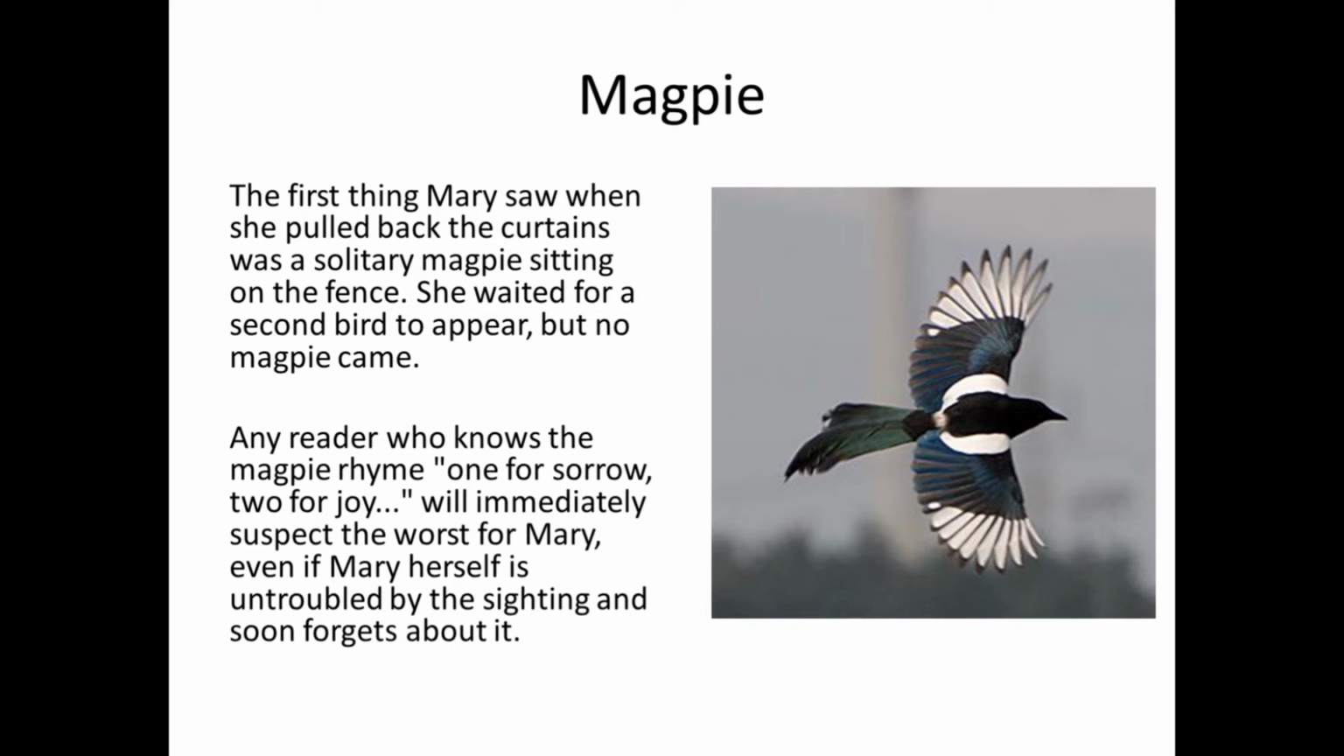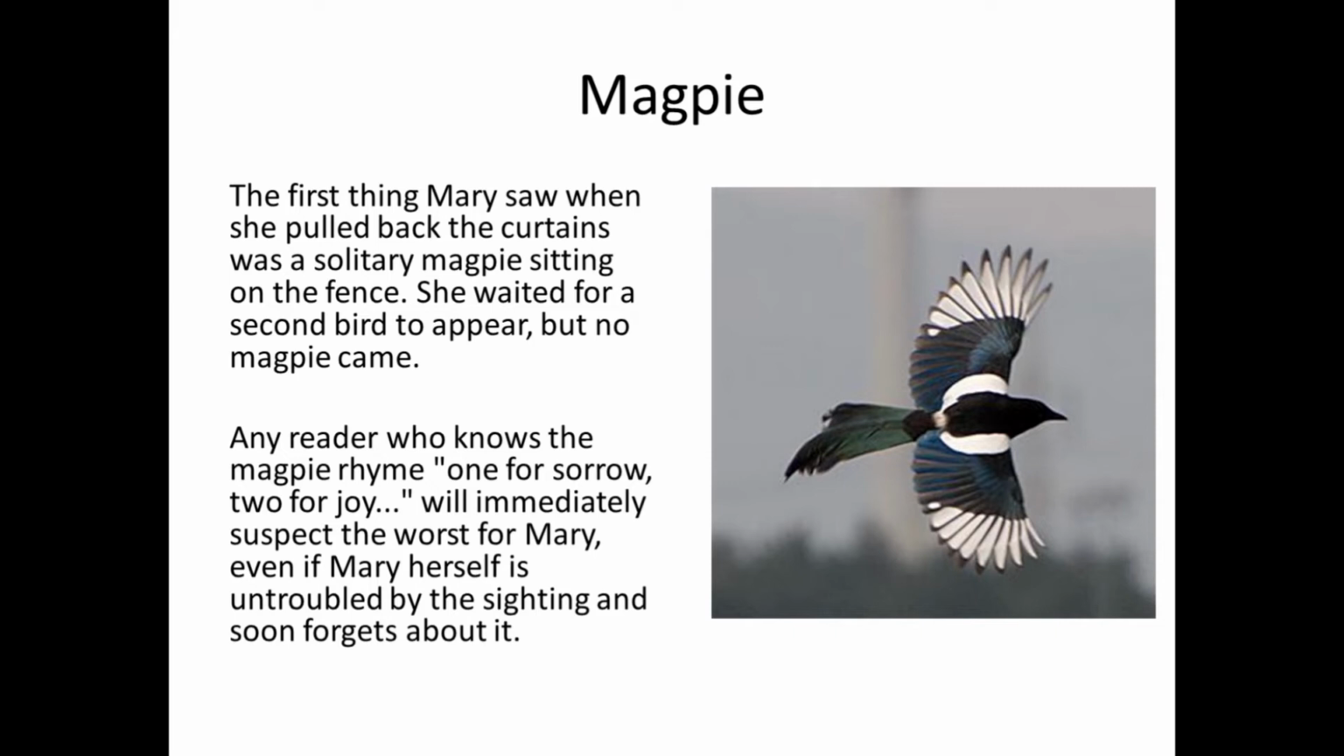Here's another example of the magpie. The first thing Mary saw when she pulled back the curtains was a solitary magpie sitting on the fence. She waited for a second bird to appear, but no magpie came. So this one requires a little bit of background knowledge, but any reader who knows the magpie rhyme, 1 for sorrow, 2 for joy, will immediately suspect the worst for Mary, even if Mary herself is untroubled by the sighting and soon forgets about it.